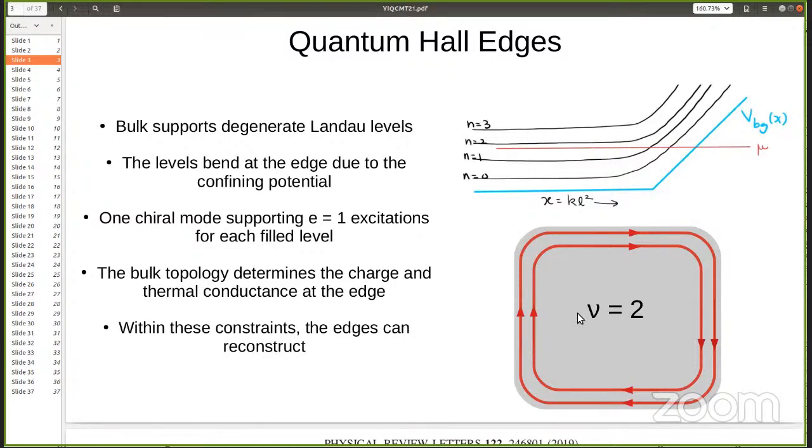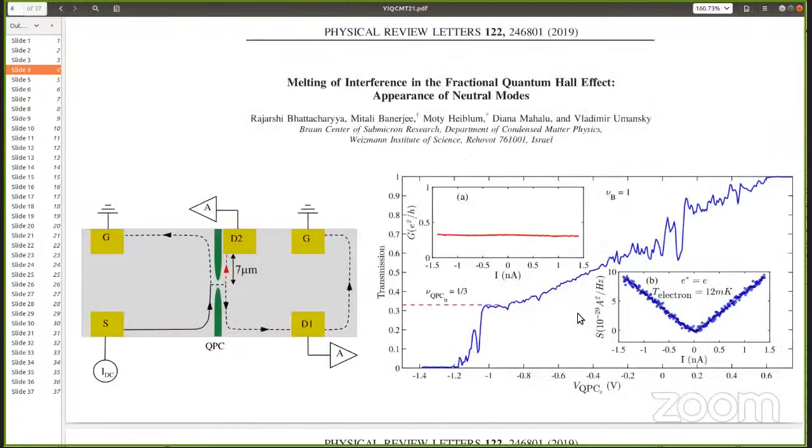However, what we learned in this project is that this is not completely correct, because the bulk topology only fixes some response functions like the conductance, but the structure of the edge could differ. Now, let me show you the main experiment which motivated this project.